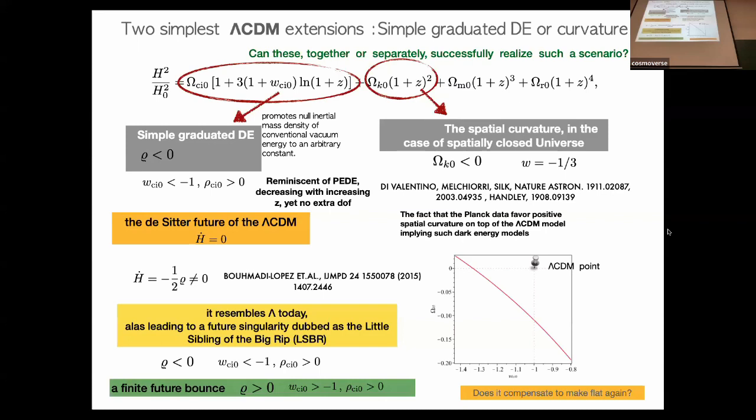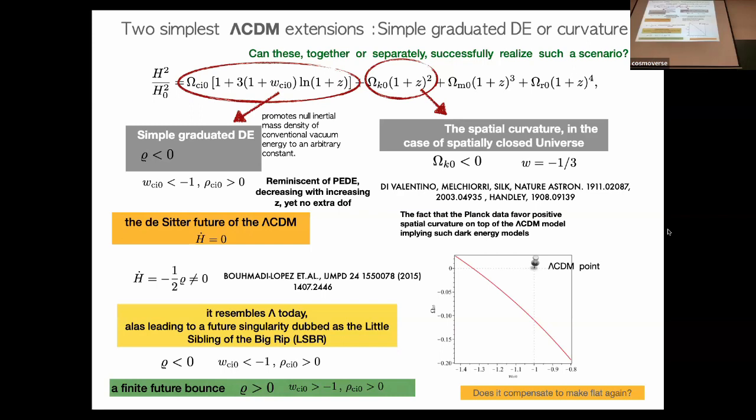Our main question was to look at a constant inertial mass density with a simple graduated dark energy. If it is negative, can we again get a flat lambda CDM model with this type of source, an alternative to the null inertial mass density of the cosmological constant?